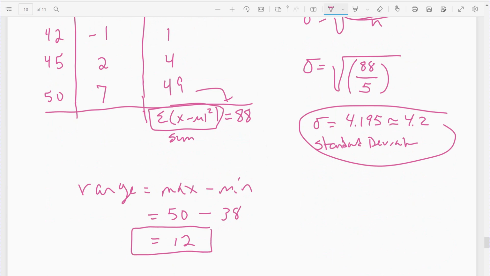Most of them, though, are within 4 points of the average. That's what this means here. Most of my values land within 4 points of the mean, which was 43. And if you look at them, most of them are pretty close to the mean.